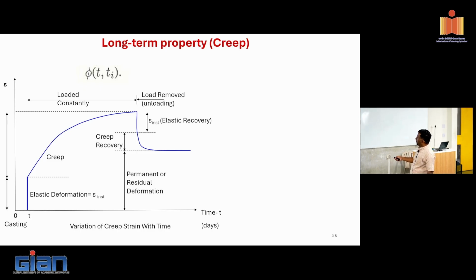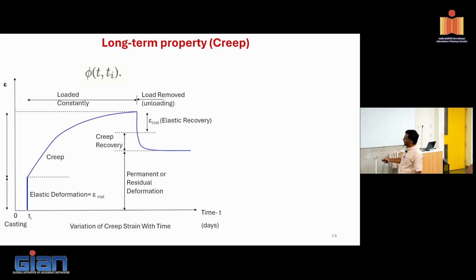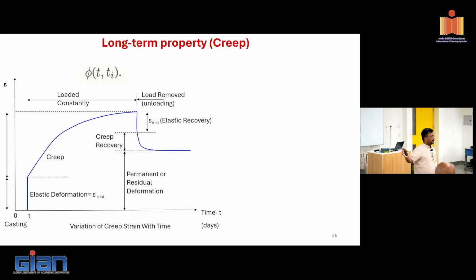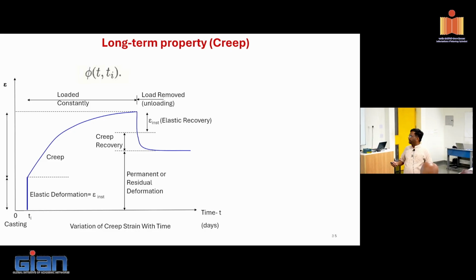Then after a certain point of time, if I remove the load, I can recover all the instantaneous epsilon, which is called elastic recovery. And then some strain I will recover, which is called creep recovery, but still I will be left with a lot of permanent strain in the system. That is what will create deflection, okay? So this is your creep versus strain.